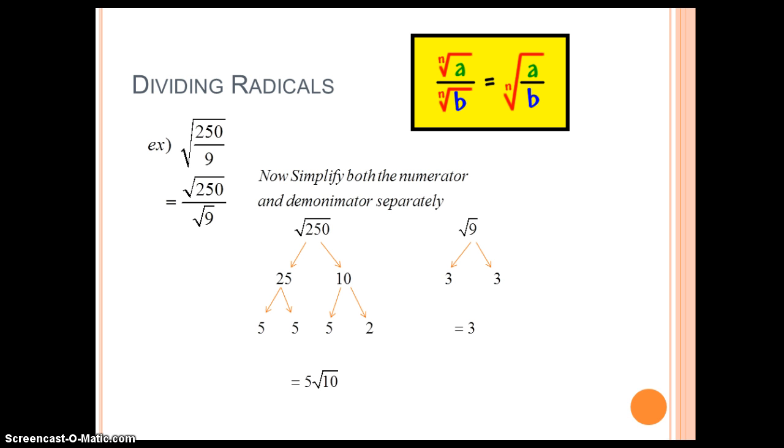So once you've broken it into its 2 pieces, simplify both the numerator and the denominator separately. So we took the square root of 250 and simplified it into 5 square root of 10. And we took the square root of 9, the denominator, and simplified it into 3. And once I've simplified the numerator and the denominator separately, I put them back into my final answer. Square root of 250 is the same as 5 square root of 10, and the square root of 9 is the same as 3. So my final answer is 5 square root of 10 over 3.